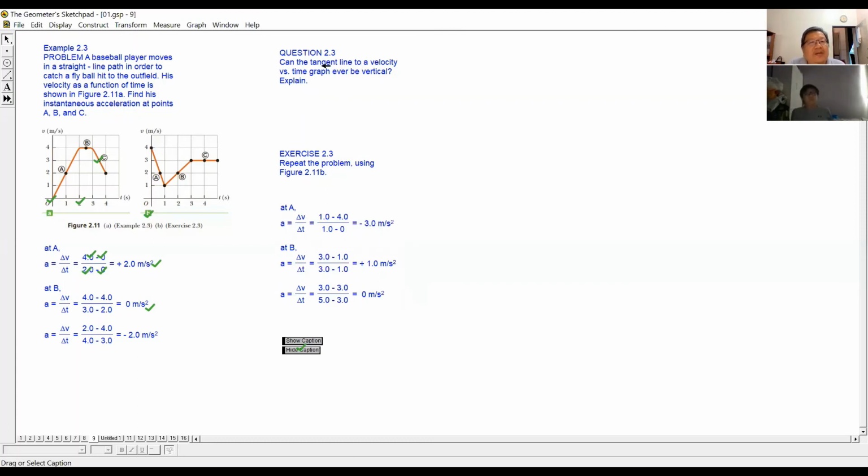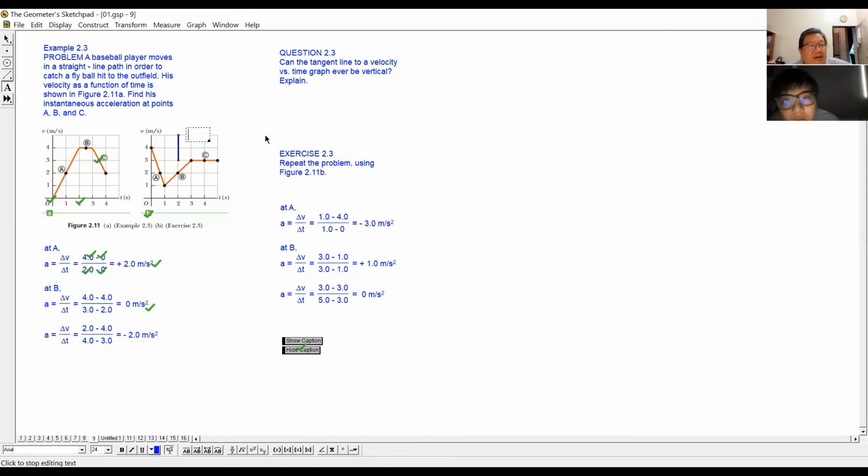Now, can you read this one, question 2.3? Can a tangent line to a velocity versus time graph ever be vertical? What they mean by the line being vertical is, vertical means like this, you know. That means it cannot. Cannot, correct. Why is it cannot?